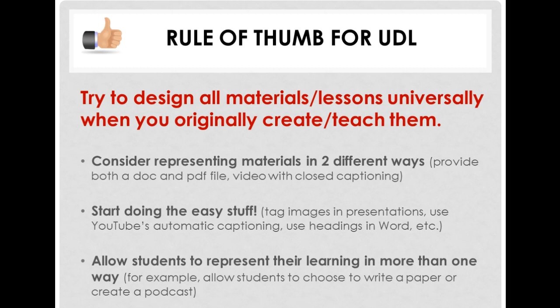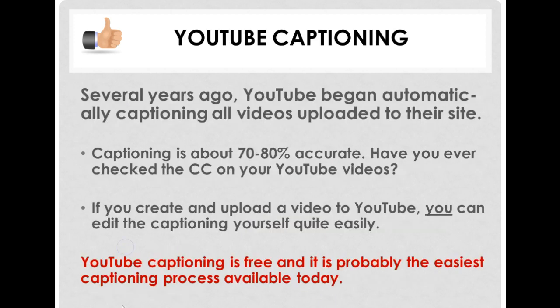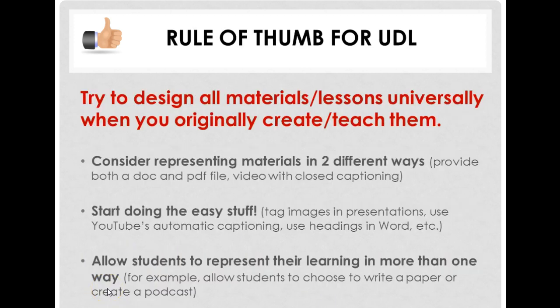The other thing, a second area, is start doing the easy stuff. Tag images in presentations. This up here is actually tagged, and it's really quite easy to do. Let me see if I can go ahead and take this off and do it. I can't quite get down to my controls there. But anyway, it's really quite easy to tag an image and say this is a thumbs up. The reason that's important is that if a screen reader is reading this, say a person is blind, and a picture comes along, it will tell them what is in the picture. So it'll say picture of thumbs up. Okay.